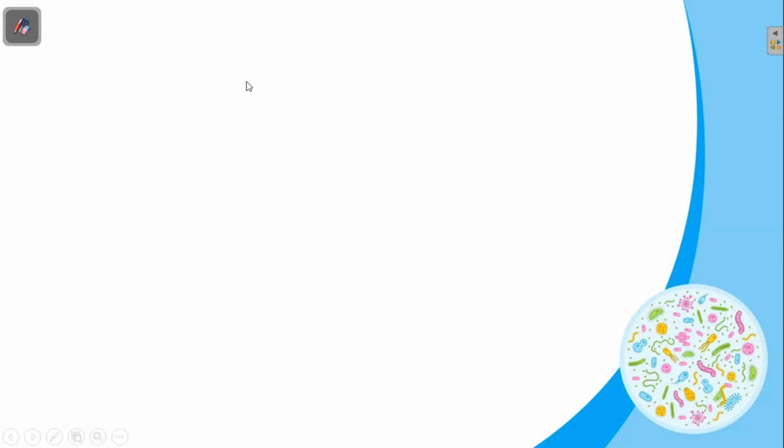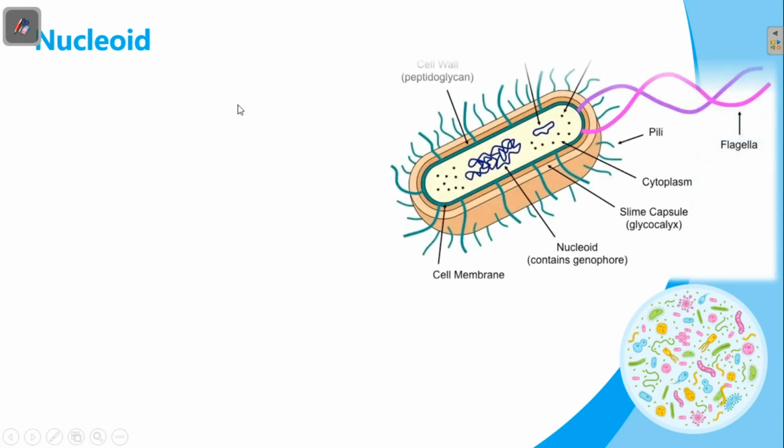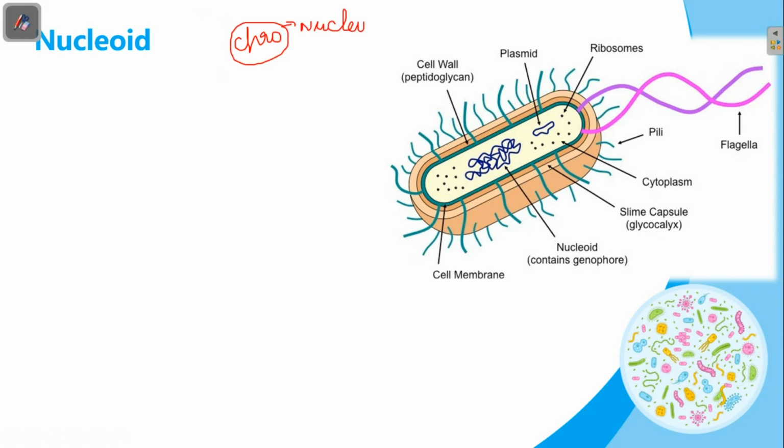Next one is the nucleoid. Nucleoid is the genetic material of bacteria. In eukaryotes, chromosomes are enclosed in the nucleus. Therefore, those organisms are called eukaryotes. Whereas in bacteria, chromosomes are not enclosed in a nucleus. The nucleus is absent. At the same time, the nuclear membrane is also absent. That's why they are considered prokaryotes.